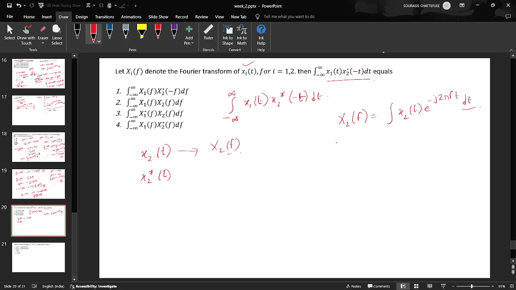Now I have x2 star of t. So how should I proceed here? Let's take the conjugate on both sides. X2 star (f) is equal to the integral of x2 star(t), and this side will have the conjugate, so e to the power plus j 2 pi f t dt. Okay.